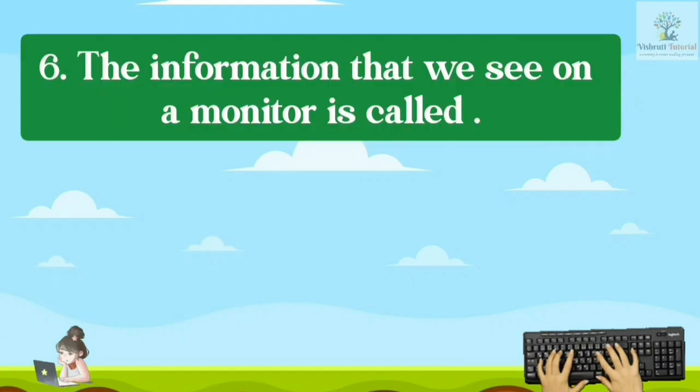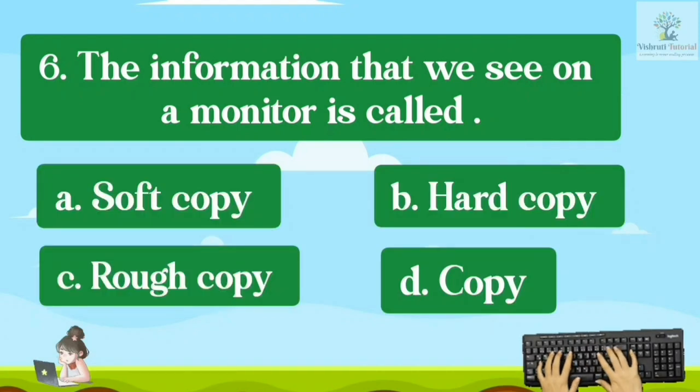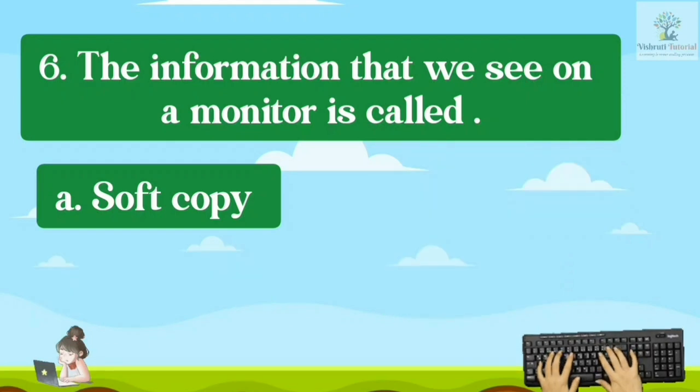Question number 6. The information that we see on the monitor is called dash. Options: A. Soft copy, B. Hard copy, C. Rough copy, D. Copy. And the correct answer is A. Soft copy. The information that we see on the monitor is called soft copy.